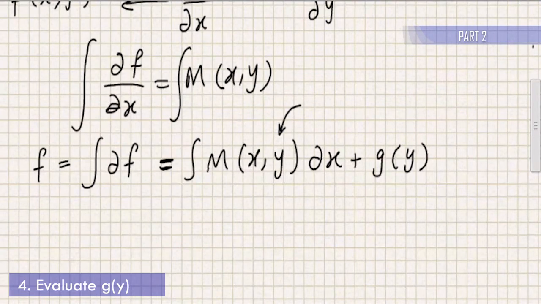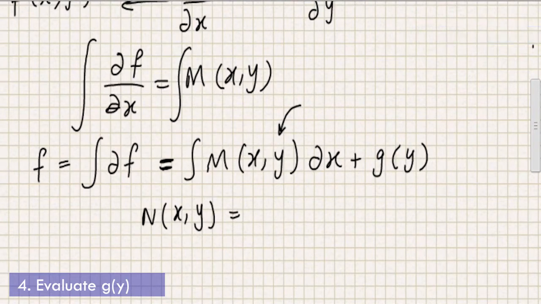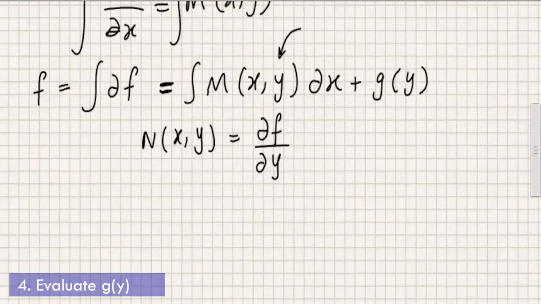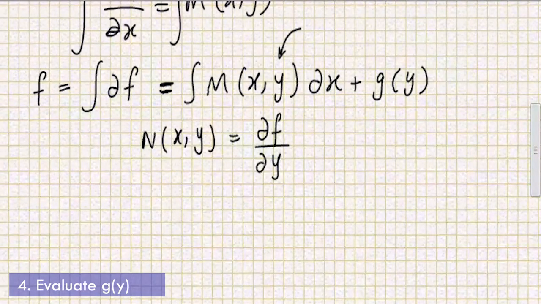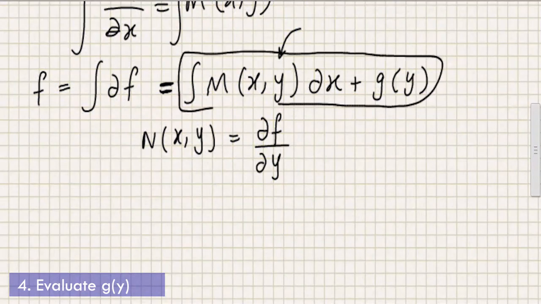We know that N of x comma y, we already have that N of x comma y, which is the second part of the exact equation. It is defined by definition as partial f over partial y, right? So we have found partially the value of f. So whatever the value of f we have found, which in this case is all of this thing, we should be able to put it over here.